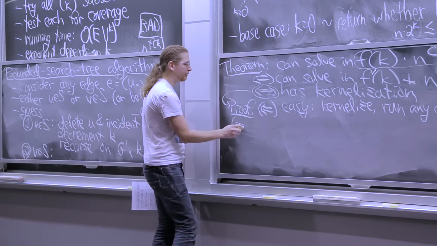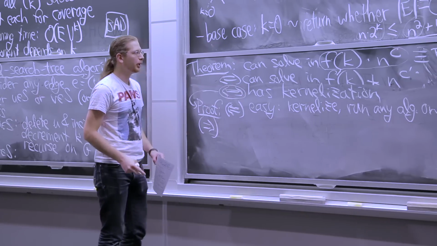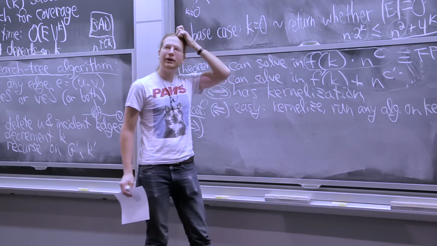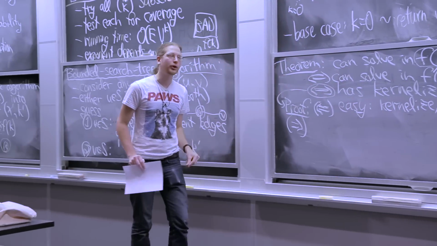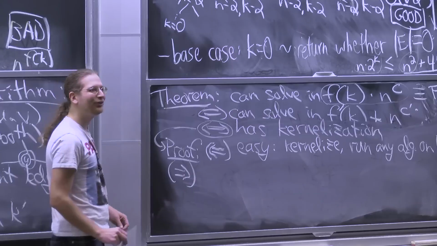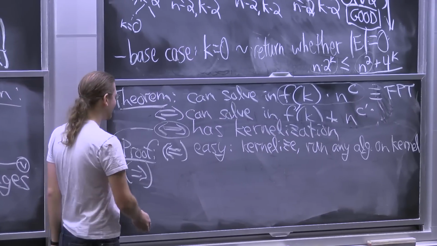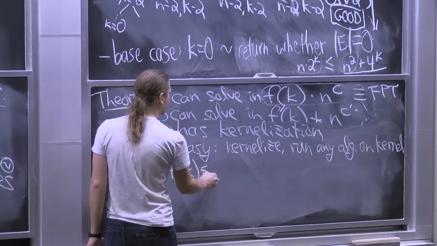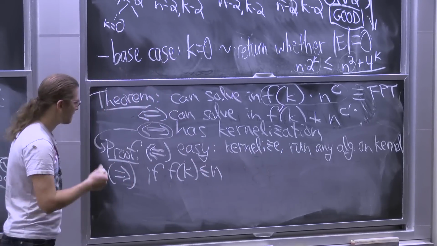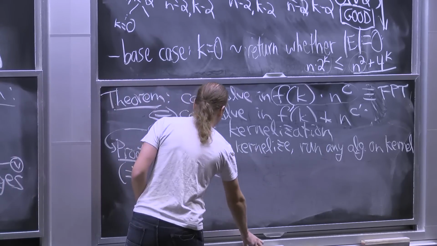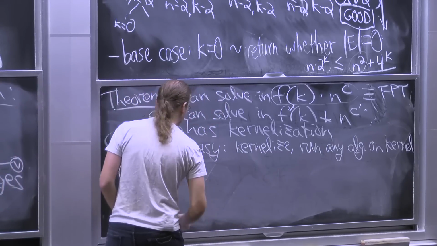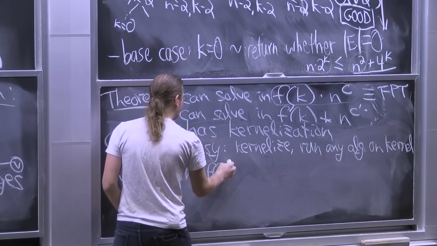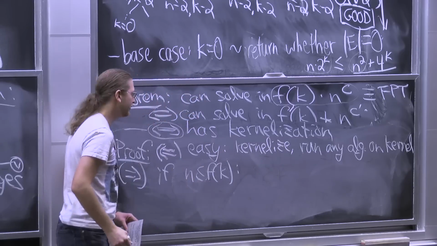OK, let's do the other direction. This is the interesting part. So suppose I have an algorithm that runs in this running time. I claim that I can turn it into a kernel. And the proof is going to look just like before. So there are two cases. One is that f of k is less than or equal to n. Actually, I want to do the other case first. I think it's a little more natural. Well, it doesn't really matter. They're both easy, but for different reasons. The then parts are going to look different.